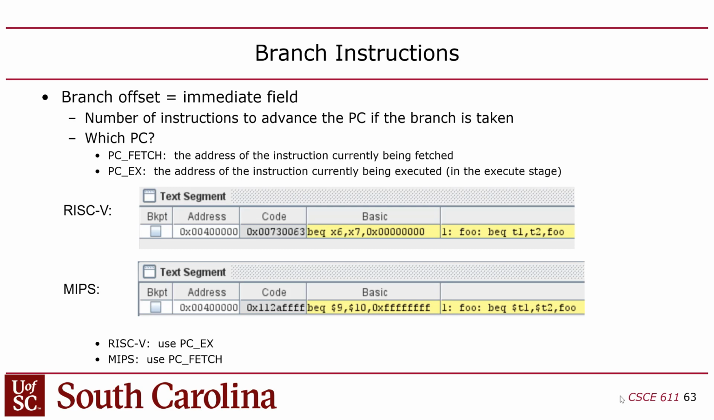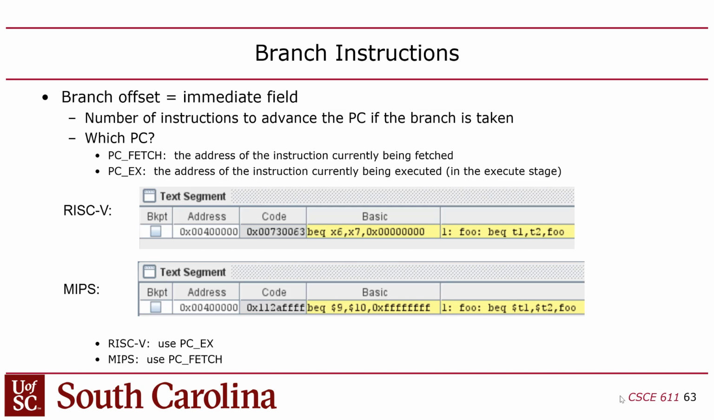In RISC-V, the branch target is relative to the actual branch instruction itself, meaning that in RISC-V, if your branch offset were 0 and you take the branch, it just branches to itself endlessly. And I show that here. I'm showing RARS versus MARS. Same instruction, branch if equal T1, T2 to foo, where foo points back to the branch. And you can see that the offset is 0 in RARS and it's -1 in MARS.